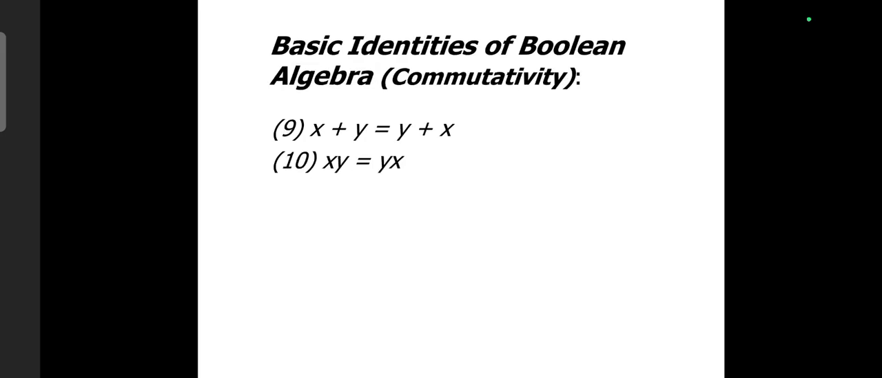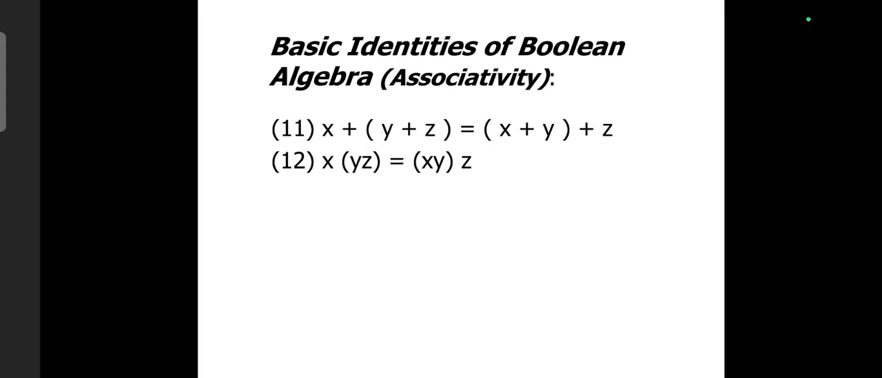Next is the commutative law. The commutative law states that the order of the variables doesn't affect the result. For OR operations, x plus y equal to y plus x, and for an AND operation, xy equal to yx. So this property gives us flexibility during simplification. Variables may be rearranged without changing the circuit functionality.